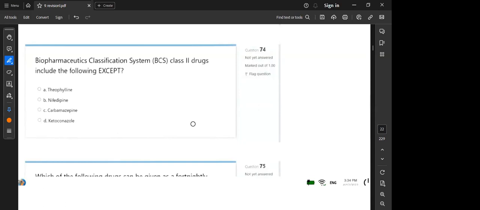Biopharmaceutical classification class 2 drugs include all the following except. Class 2 drugs have high permeability, low solubility. So that will be carbamazepine, itraconazole is there, theophylline is one. So nifedipine is the exception. Oh, you said theophylline is one. Okay.